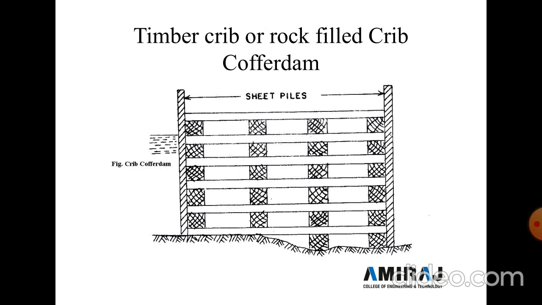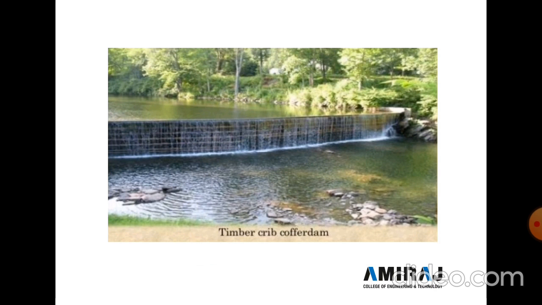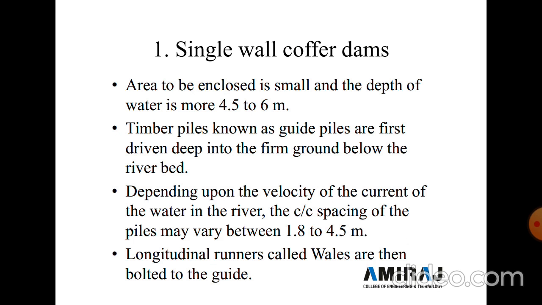Now the timber crib or rock fill cofferdam uses sheets or sheet piles, and timber sheets and timber planks are required, and the inner part is filled up with rock. Now see this photograph. In this photograph you can see the timber crib cofferdam. So here timber plank is used as the cofferdam material, and the next type of cofferdam is a single wall cofferdam.